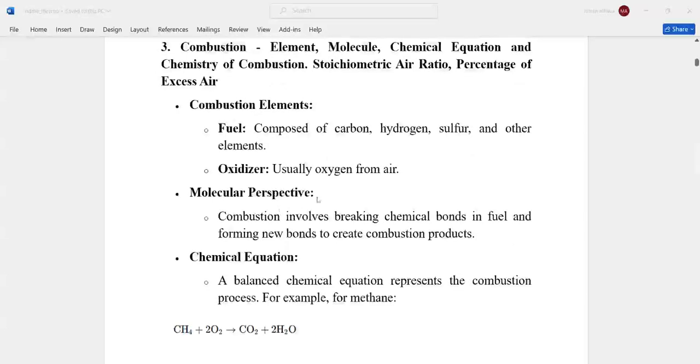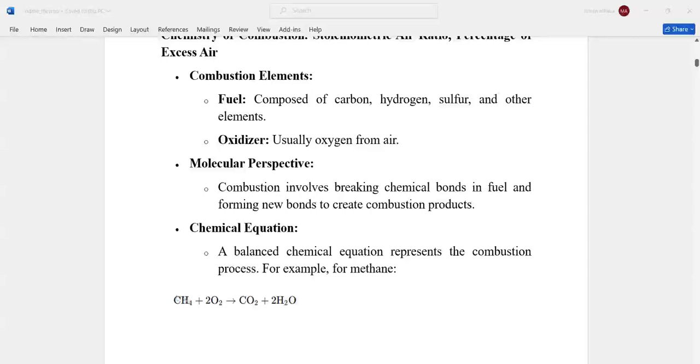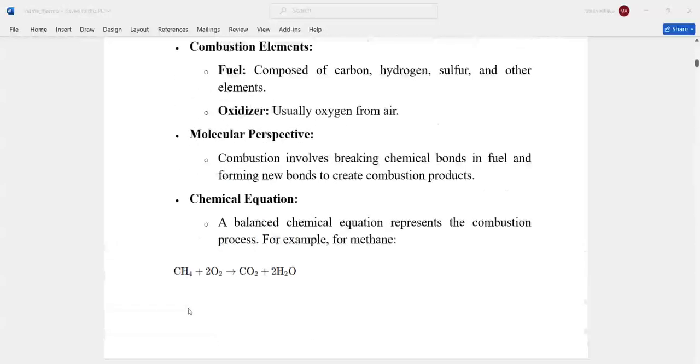Then the molecular perspective is that combustion involves breaking the chemical bonds in fuel and forming new bonds to create combustion products. For example, if you have methane in this chemical equation, you have methane plus oxygen. Methane is burning in the presence of oxygen or air, and you're producing carbon dioxide plus water if there is complete combustion of methane. In case there is incomplete combustion of methane, of course, you will produce some carbon monoxide, water, and then you might also have excess oxygen on the other side.